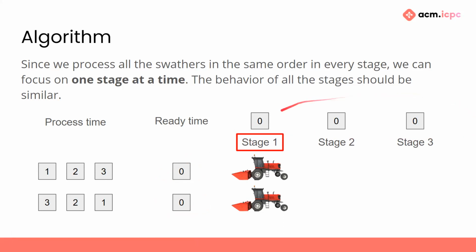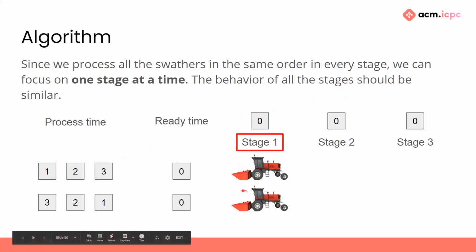Similarly, on the top, that's the ready time of each of the workers. So for example, if it's time 0 right now, and worker 1 starts working on the first swatter, it will take him 1 minute, right? So the ready time of the first worker, I would set it to 1. And that means the first worker can't start working on the second swatter until time 1.